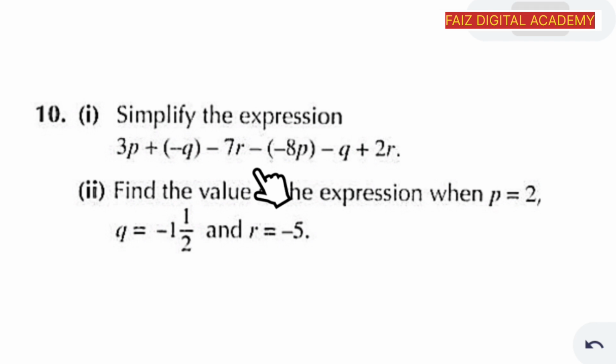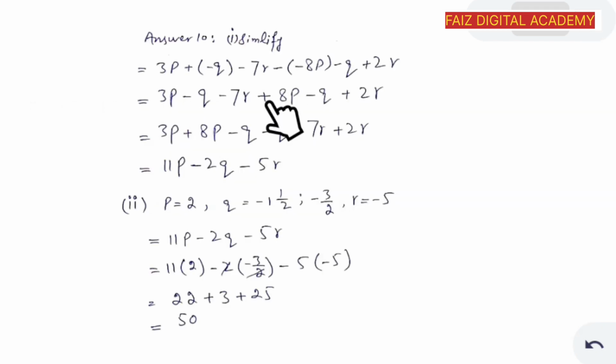In question number 10, we have to simplify the algebraic expression which is given, and then we have to put the values of p, q and r for the part 2 and find its value. So the first part is whenever we have to simplify, first we have to look, either we have to multiply the signs in the first step.